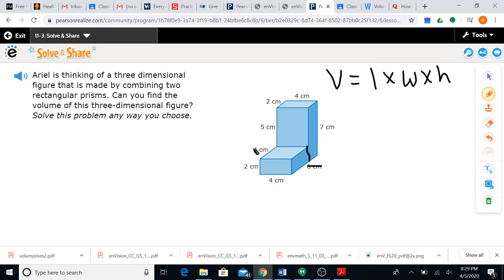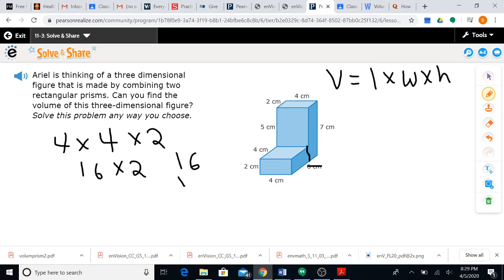So my length right now, it's 4 centimeters. So I'm going to go ahead and write down 4 times 4, that's my width, times 2, that's my height. And so 4 times 4 is 16. And we're going to go ahead and work out 16 times 2.